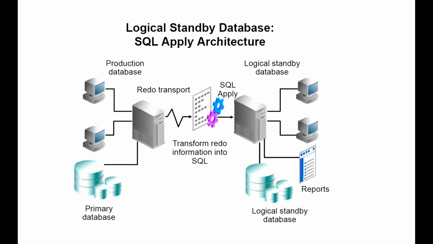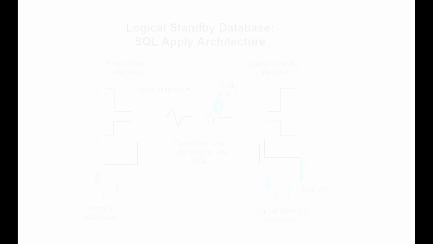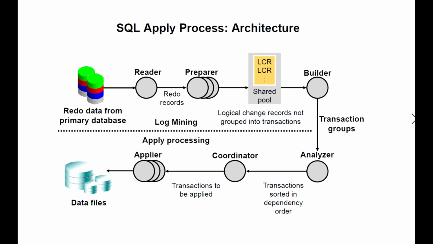Now let's go through all the processes, like the SQL Apply process. SQL Apply is a collection of parallel execution servers and background processes that apply changes from the primary database to the logical standby database. Let's talk about all those processes. First, there is a reader process. The reader process reads redo records from the archived redo log files.